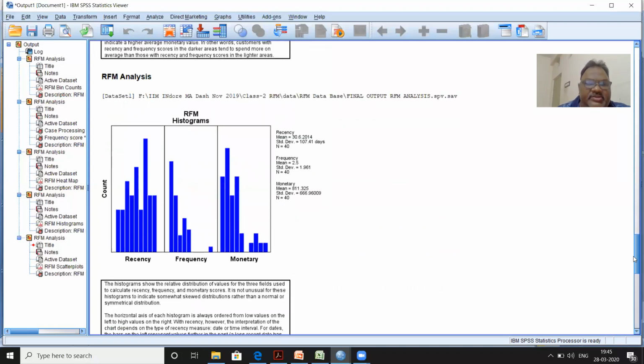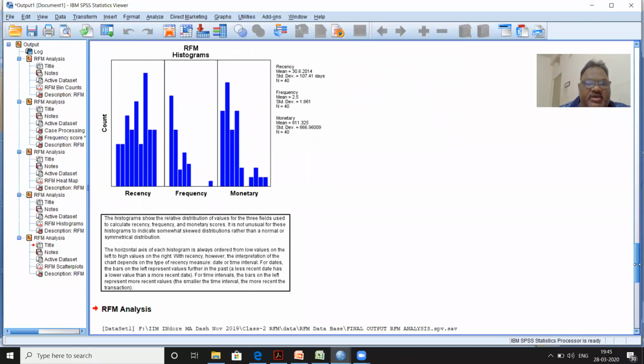If you see, the second one is called a histogram. Again, you see that the monetary spending is very, very less. If you go to the recency score analysis, the average recency is 36.2014, the average frequency is 2.5, and the average monthly spending is 811. This is very low in number. That should be improved, and you also have to increase the frequency.